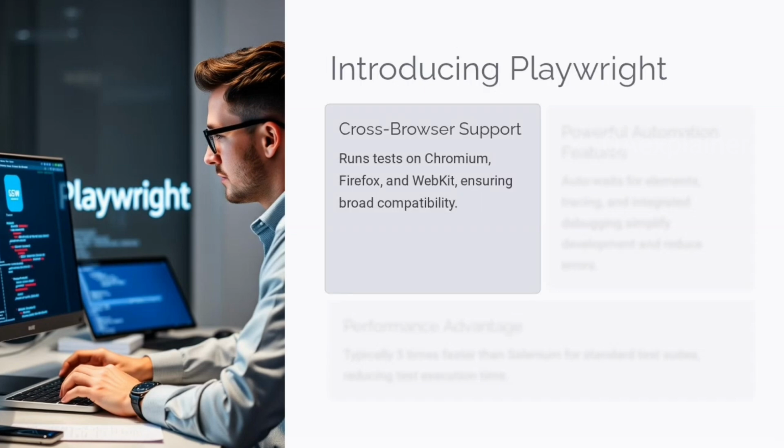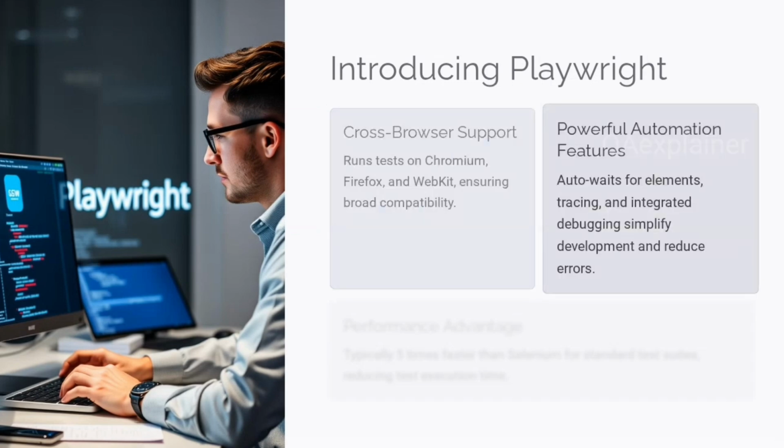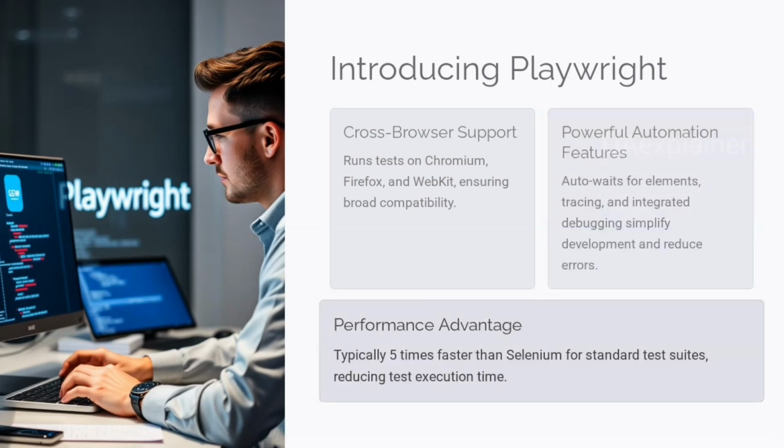Now let me tell you what Playwright is. Playwright is a tool similar to Selenium, but it has so many features like cross browser support. It also has powerful automation features like auto wait mechanism, tracing, integration, debugging, and some performance advantages. It is super fast. It is 5 times faster compared to Selenium and other testing tools.